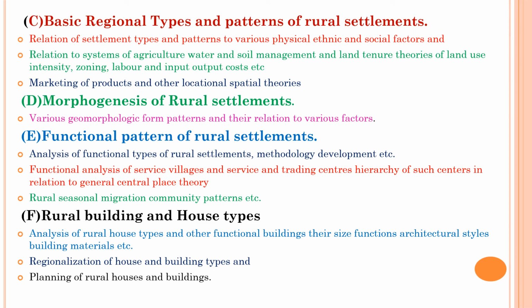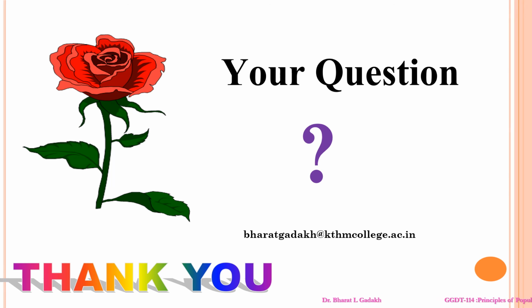Histogenesis of rural settlement, basic regional types and patterns of rural settlement, morphogenesis of rural settlement, then rural buildings and house types. These are all the things we students will discuss. Today's topic is the subject matter and scope of settlement geography. Today we discussed settlement geography being an offshoot of social geography. Now discuss all these things today.